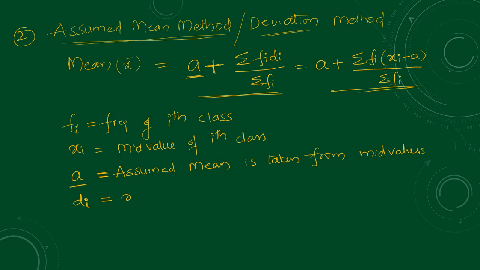So what is Di? The formula for Di is nothing but Xi minus A. Here Xi is nothing but mid values, A is nothing but assumed mean. So using this formula, we are going to find out Di value. This Di is called deviations, the deviation of ith class. So clearly this method is named as deviation method, or since we have considered assumed mean, we can call it assumed mean method also.